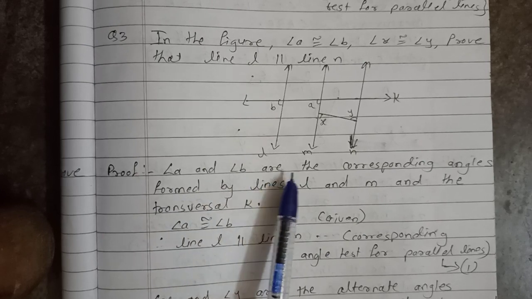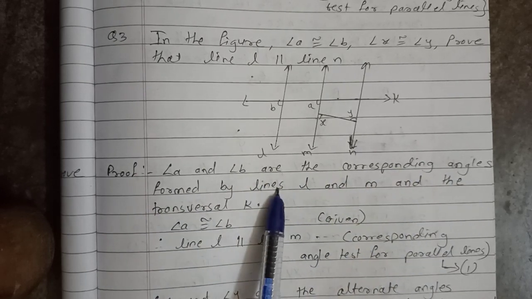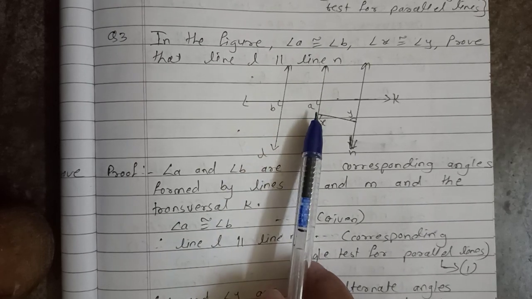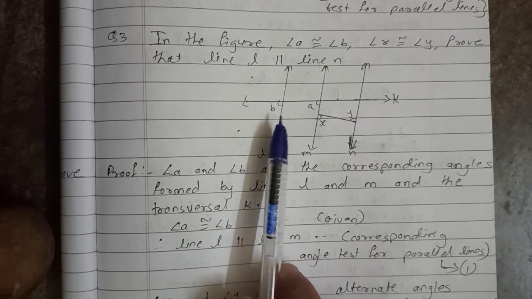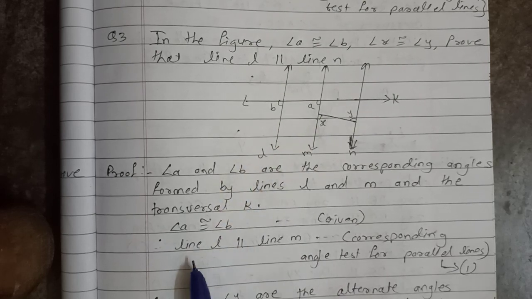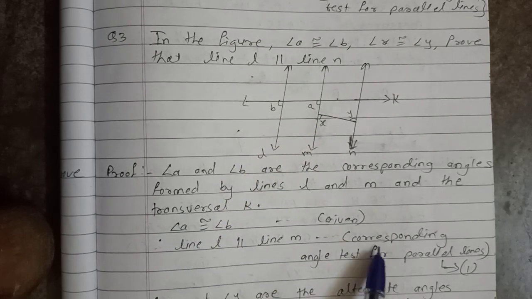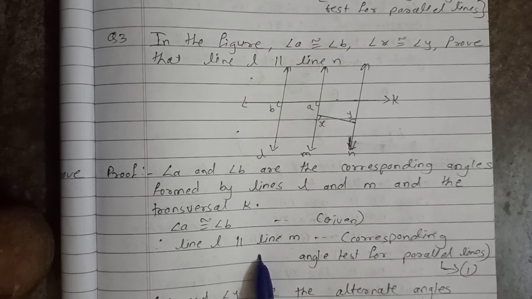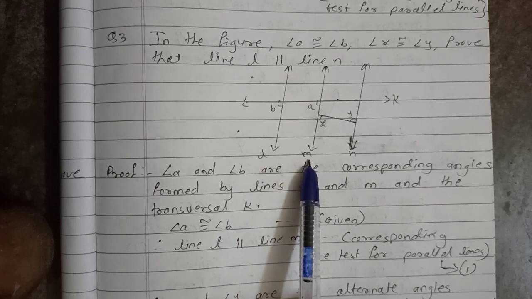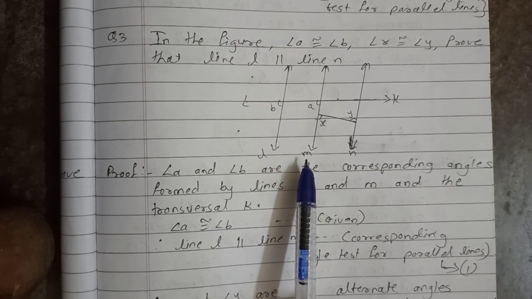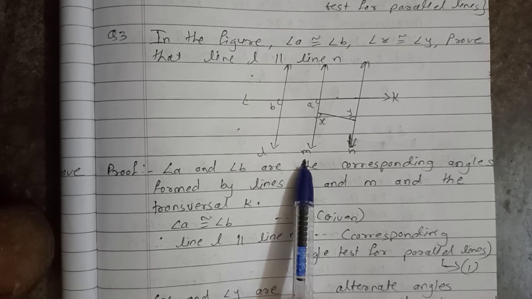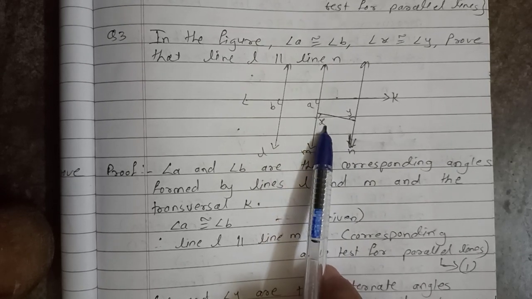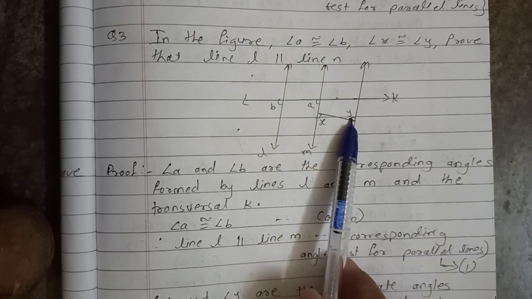Angle A and angle B are the corresponding angles formed by the lines L and M and the transversal K. A is congruent to B because these are corresponding angles. Therefore, line L is parallel to line M, by the corresponding angle test for parallel lines. In the first part we proved that line L is parallel to line M. Now in the second part we have to prove that line M is parallel to line N. For this we are using these two angles X and Y.